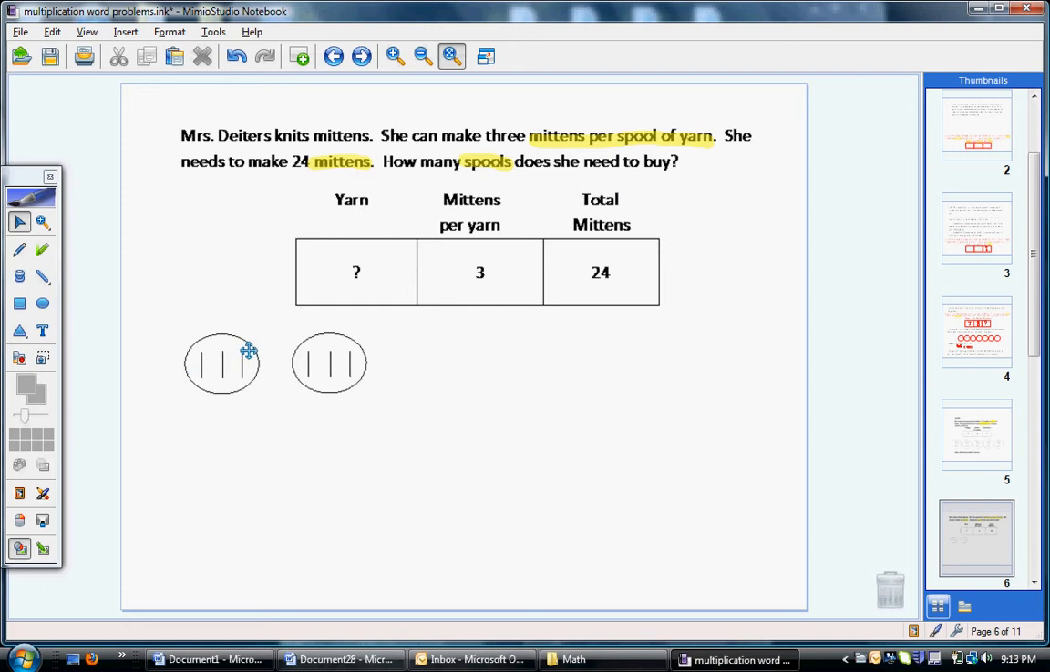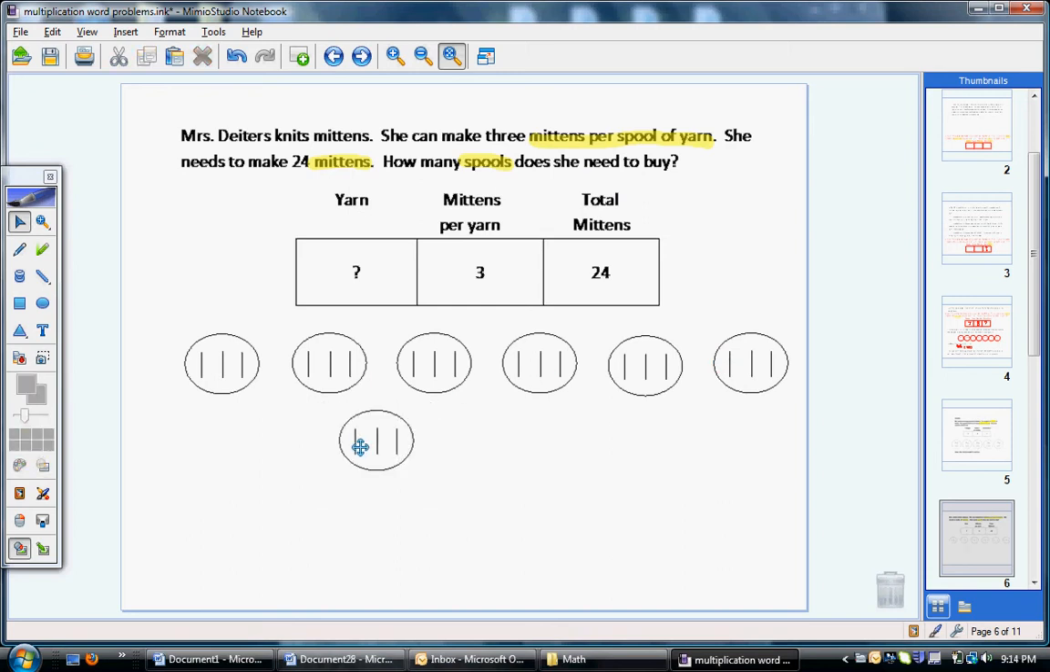Now I have 1, 2, 3, 4, 5, 6 mittens. That's not enough. 7, 8, 9 mittens. Still not enough. 10, 11, 12. Need some more. 13, 14, 15. Still more. 16, 17, 18. Getting close. 19, 20, 21. Almost there. 22, 23, 24. I finally have 24 mittens.